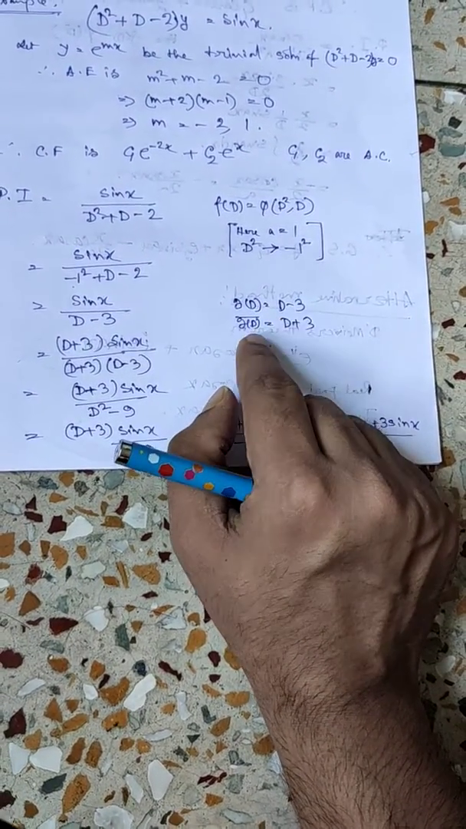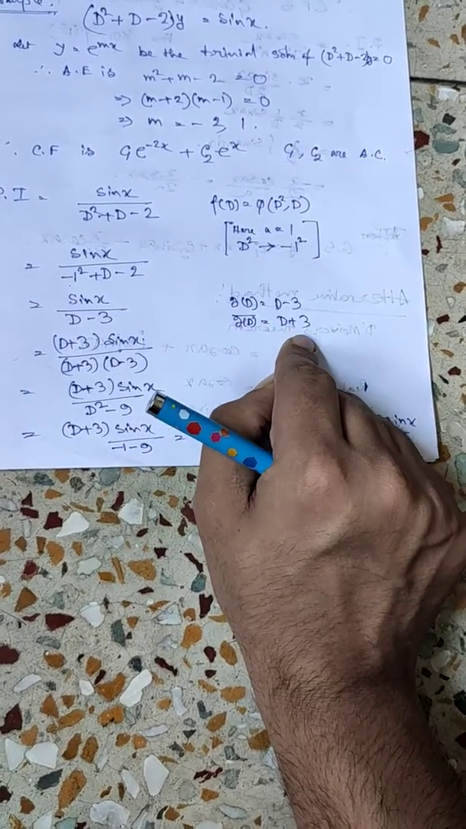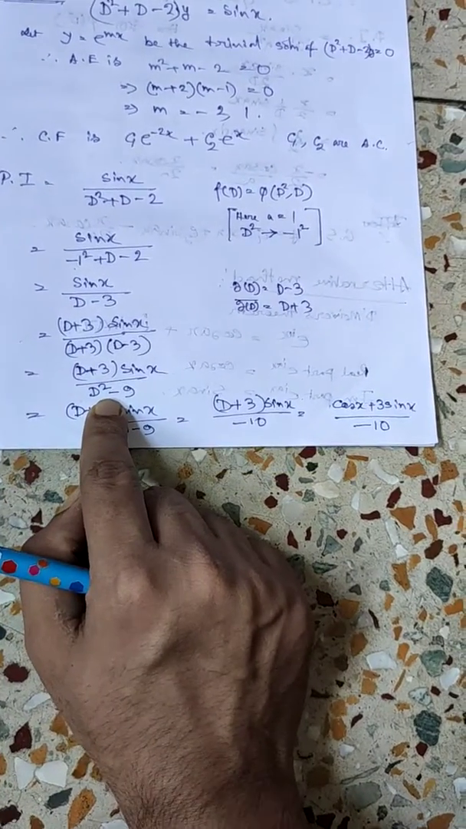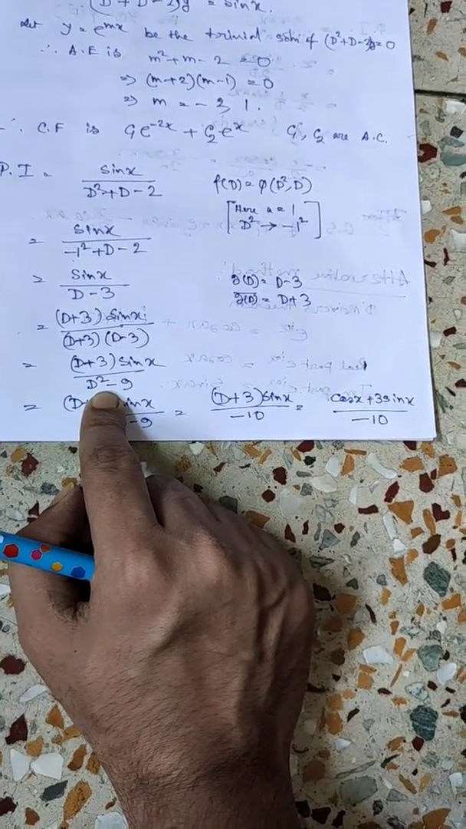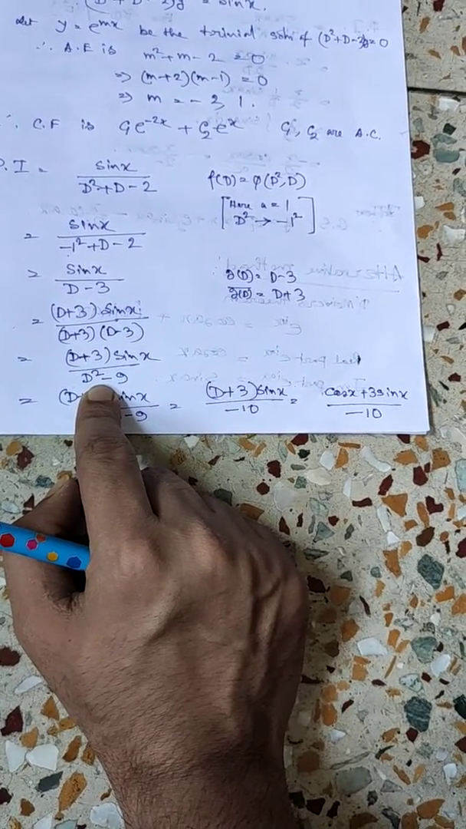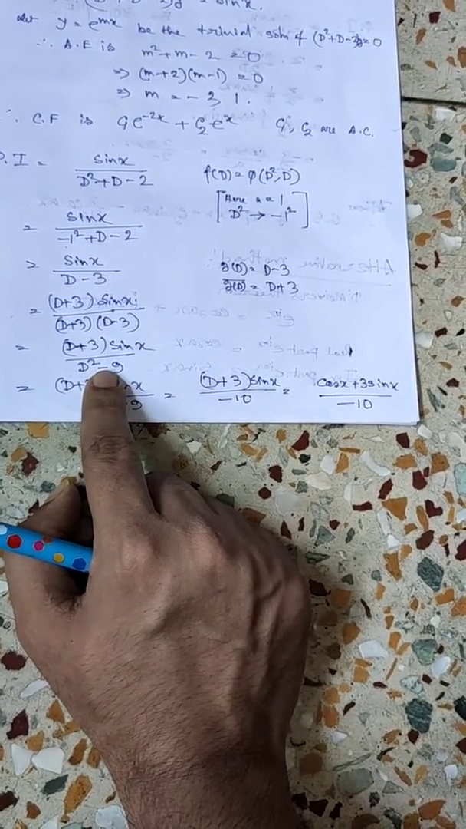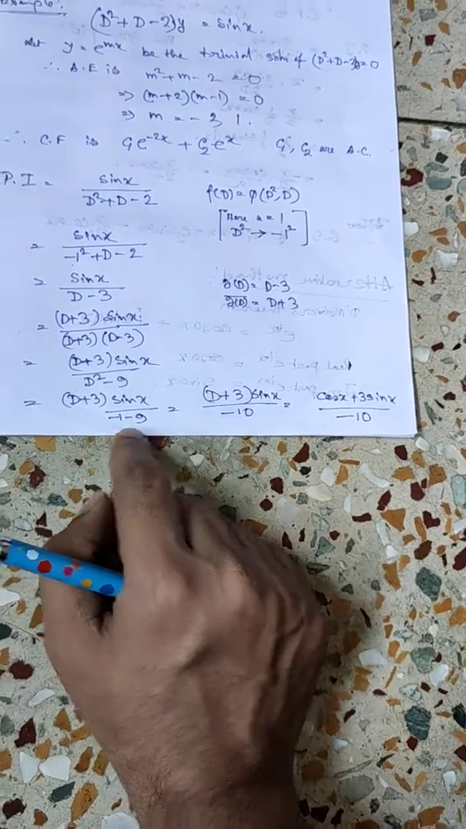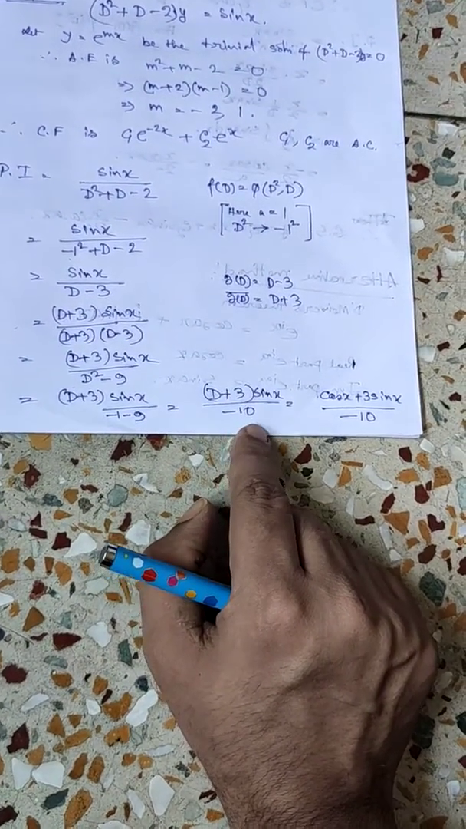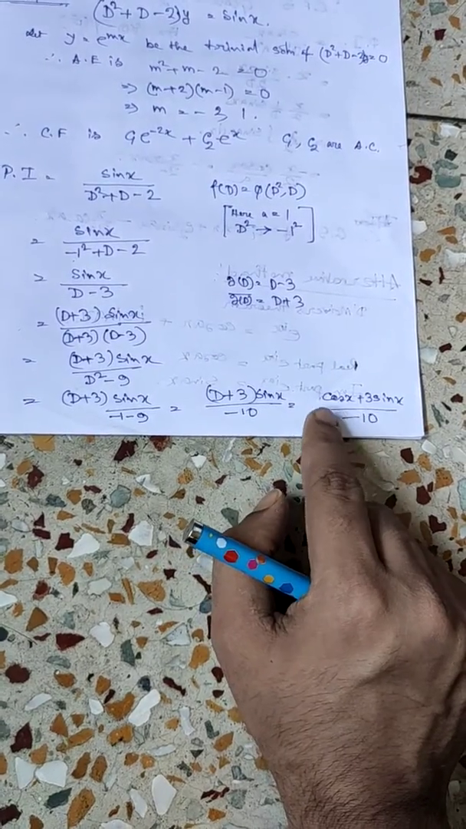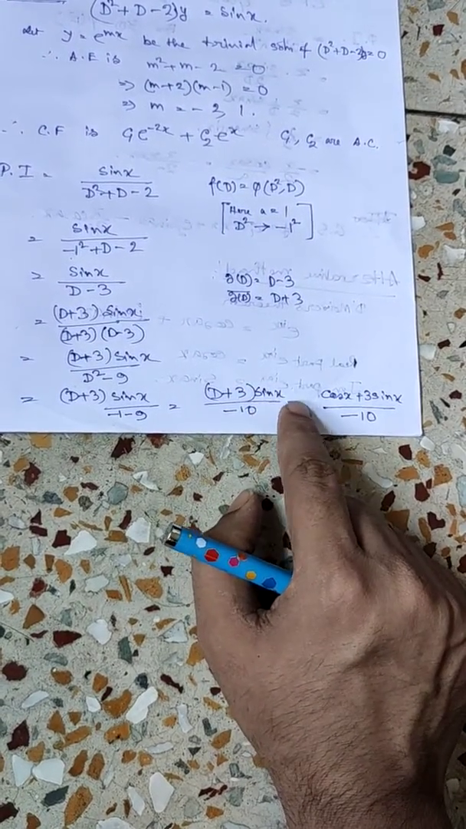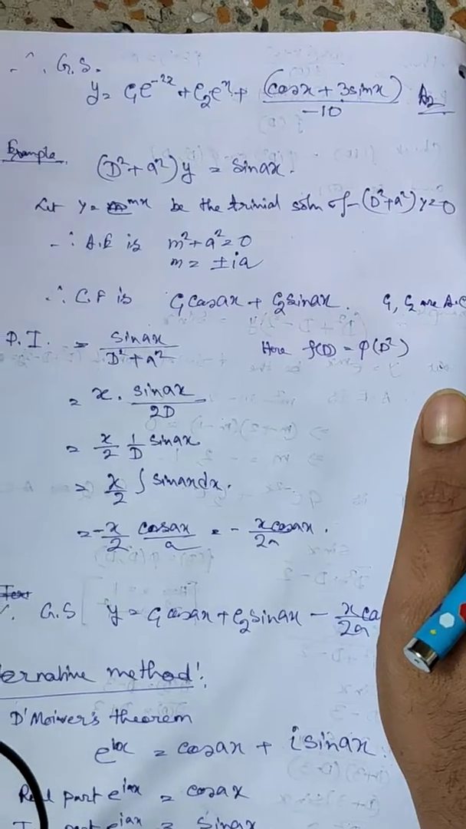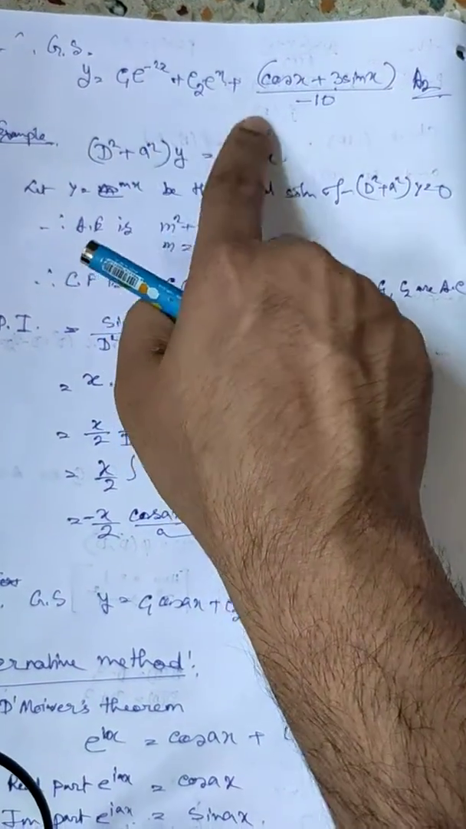Now the conjugate of g of D is D plus 3. So I multiply D plus 3 with up and down. Then the downside term becomes D squared minus 9. I hope you understand this one. Then again you replace D squared with minus a squared. Here a is 1, so minus 1. So it becomes (D plus 3) sin x by minus 10, which eventually becomes D of sin x plus 3 sin x, by minus 10. D of sin x is nothing but cos x, so it is cos x plus 3 sin x by minus 10. Therefore your general solution is CF plus PI.